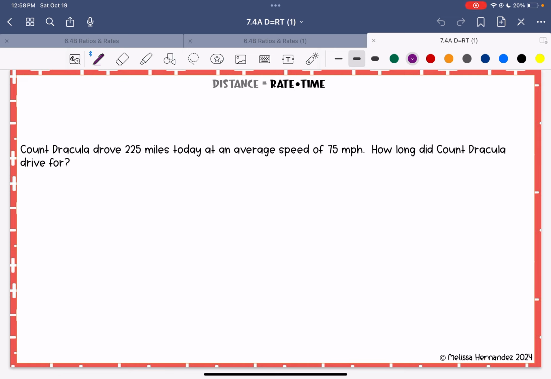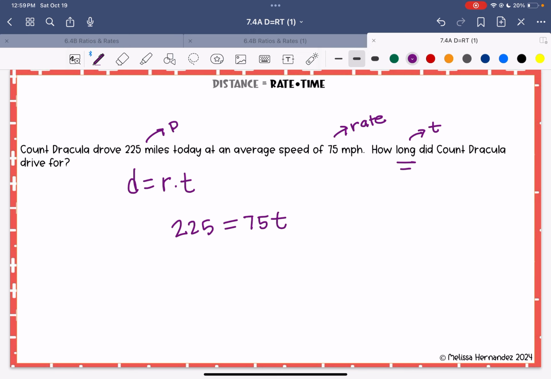Okay, so you're going to use the formula distance equals rate times time. So we'll go back to the problem. Our 225, that's definitely your distance. Average speed, 75 miles per hour, that's our rate. And how long would be the time? So we're just basically solving a one-step equation. The only way you can mess this up is if you plug them in the wrong spot. So the distance is 225, our rate is 75, and then T for time.